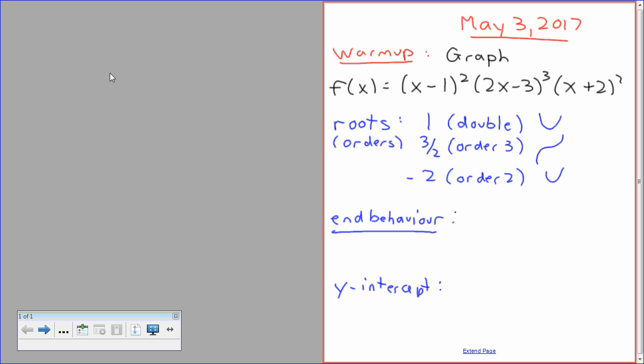Okay, end behavior. What's the end behavior going to be? Is it an even function or an odd function? How do you know? Michael, go ahead. Okay, out of the orders, I have a 2 and a 3 and a 2, which is 7. 7 is going to be what? Even or odd? Odd, thank you.